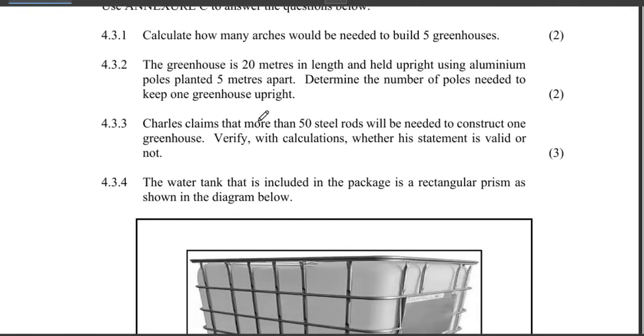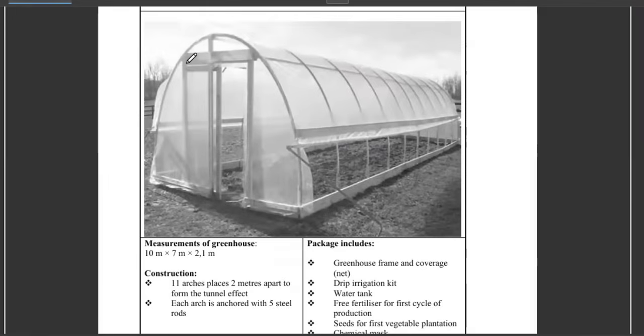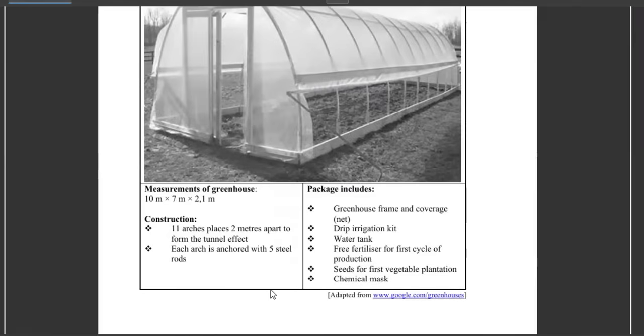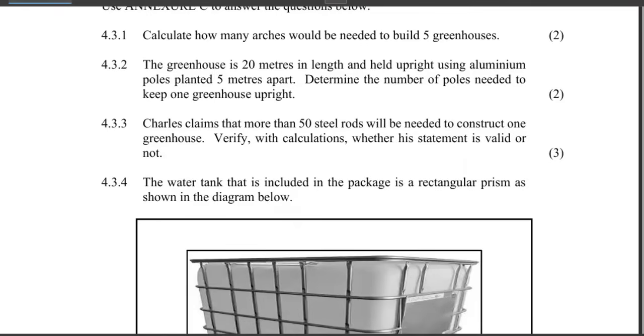4.3.1, calculate how many arches would be needed for 5 greenhouses. Let's go to the annexure. Under the annexure, we have the arches, these lines that are going through like this. It says it measures the greenhouse, this is the length, the width, and the height. 11 arches placed 2 meters apart from the tunnel effect. Each arch has 5 steel rods. So they are 11 for only one. What about for 5? So here you come and say 11 times 5. The answer becomes 55.